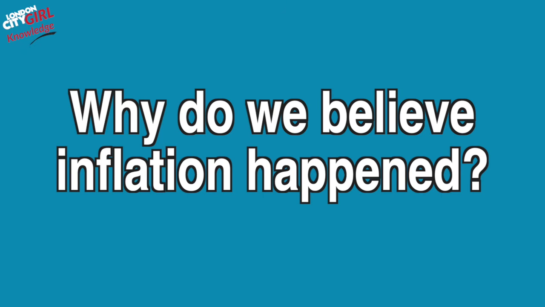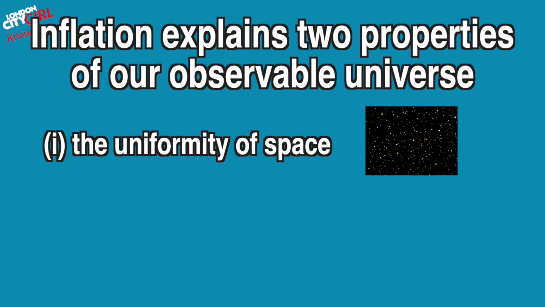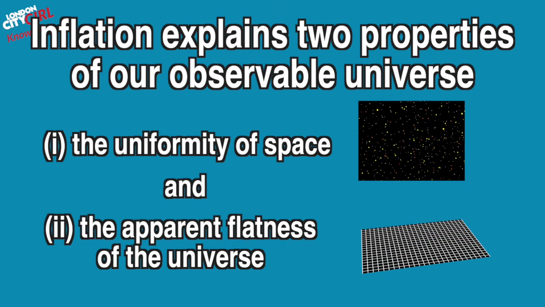Inflation ended when the repulsive energy decayed into ordinary matter and energy, at which point ordinary Big Bang expansion took over. Why do we believe inflation happened? The theory of inflation explains two properties of our observable universe: 1. The uniformity of space, and 2. The apparent flatness of the universe.